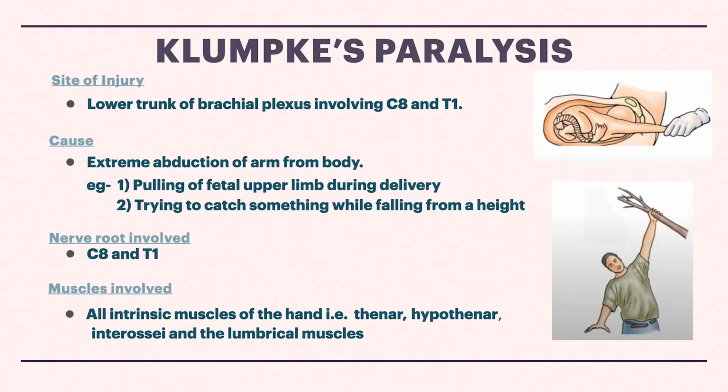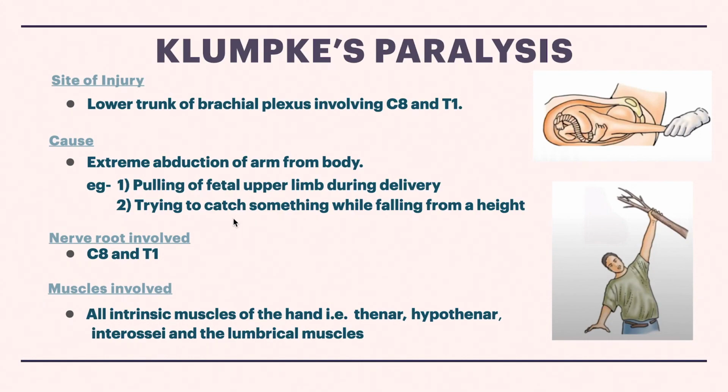Moving on, we have Klumpke's paralysis. In Klumpke's paralysis, the site of injury is the lower trunk of the brachial plexus, which involves C8 and T1 roots. The cause of injury is extreme abduction of the arm from the body. Now this could occur because of the pulling of the fetal upper limb during delivery. As we can see here in the picture, the upper limb is getting extremely abducted, due to which the lower trunk of the brachial plexus can be affected here.